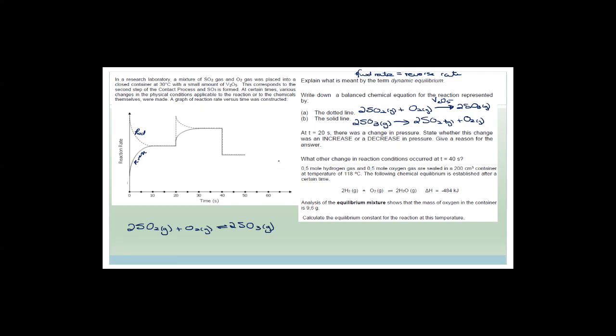Okay, now it says at T equals 20 seconds there was a change in pressure. State whether this change was an increase or decrease in pressure. Now remember, this is reaction rate. You always look at your y-axis. And before I even look at this, I can see that the reaction rate has gone up, which means it has to be an increase in pressure. I don't even have to look at which reaction was favored.